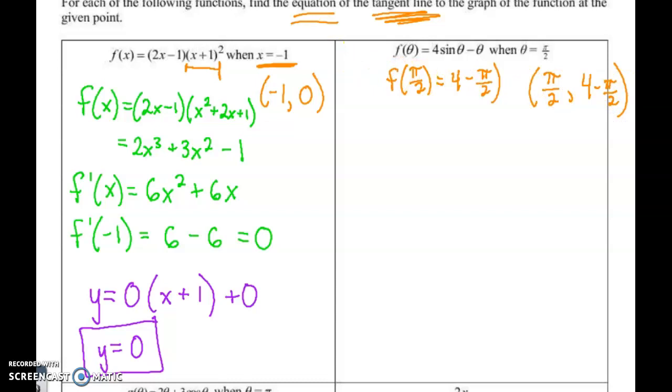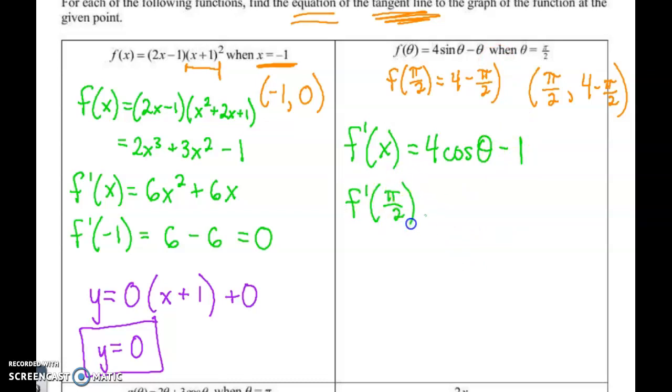All right, well, now let's find the derivative. And it's actually set up pretty nicely for the derivative because we know the derivative of sine is cosine now. And the derivative of theta is 1. You remember, the derivative of x is 1. Well, now I can say, what's f prime of pi over 2? Well, cosine of pi over 2 is 0, so 4 times 0, 0 minus 1 gives me negative 1.